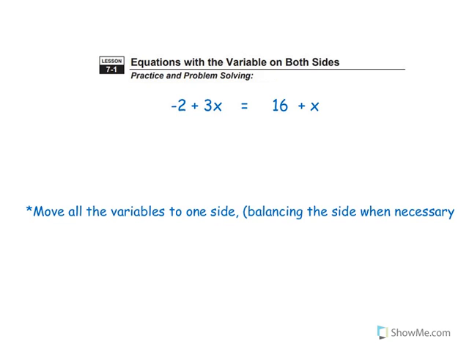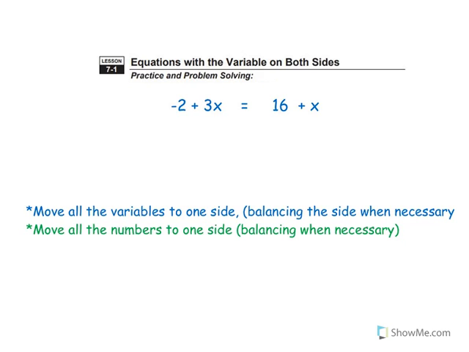Move all the variables to one side, balancing the side when necessary. Next, move all the numbers to one side, and then solve for your variable. Alright, so let's do that here. We have x and x on this side, so we want to get rid of the x on the right side, and we do the same and balance it on the other side.